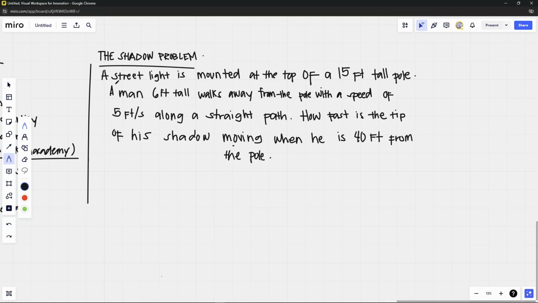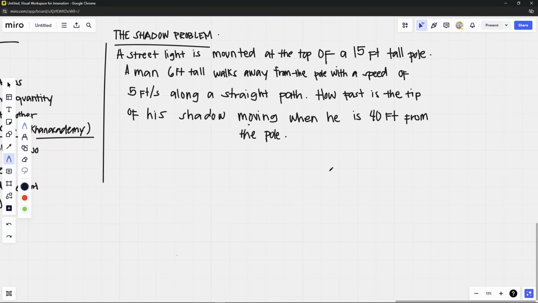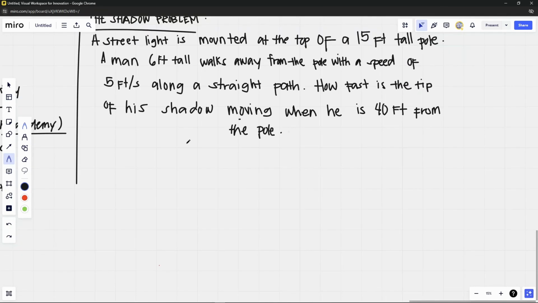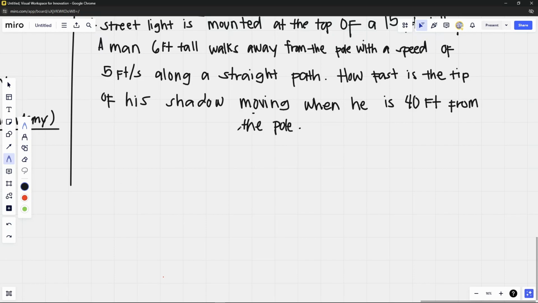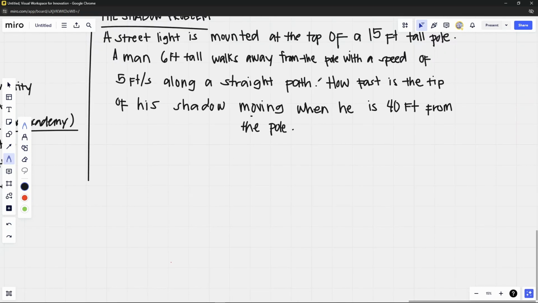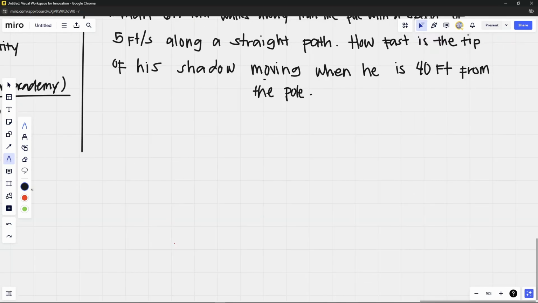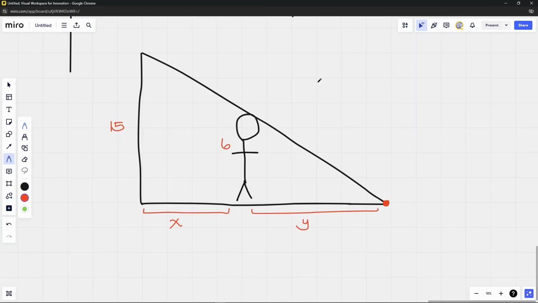Now, a street light is mounted at the top of a 15-foot tall pole. A man 6 feet tall walks away from the pole with a speed of 5 feet per second along a straight path. How fast is the tip of his shadow moving when he is 40 feet from the pole? So, para masagutan natin to, it's much better to create a diagram. Or i-drawing nyo siya, i-visualize nyo siya, and then i-label nyo with all of the given. So, kapag dinrawing natin siya, ganito ang itsura.